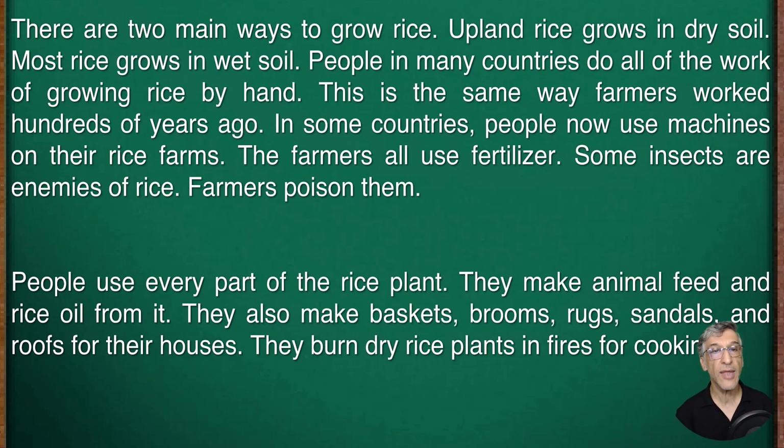Be careful. There are two main ways, two, not one, two. There are two main ways to grow rice. Upland rice grows. Look at it, rice is an uncountable noun. We have the verb with s. In dry soil, okay? Most rice, it means there are a lot of different kinds, grows again in wet soil. So dry soil and wet soil.